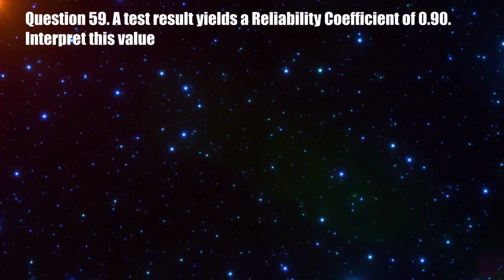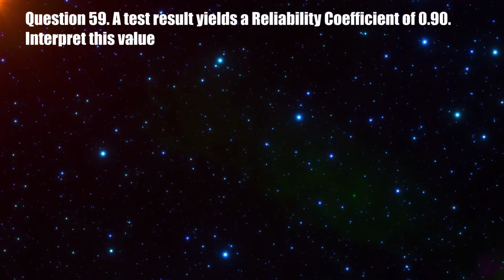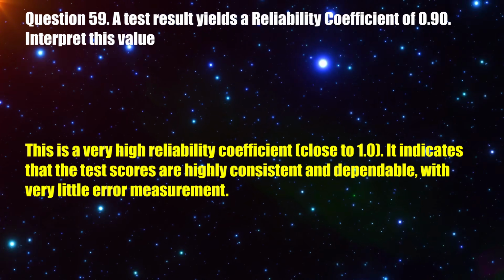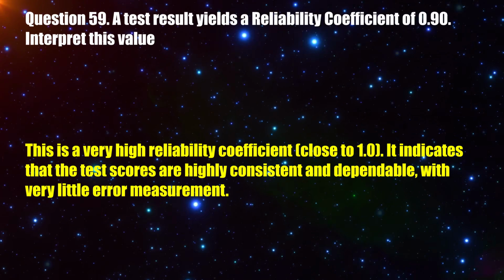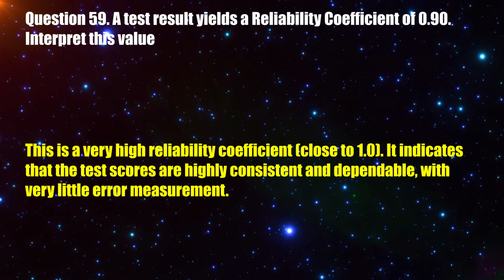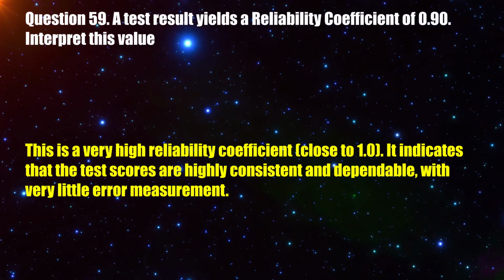Question 59. A test result yields a reliability coefficient of 0.90. Interpret this value. The answer is, this is a very high reliability coefficient, close to 1.0. It indicates that the test scores are highly consistent and dependable, with very little measurement error.